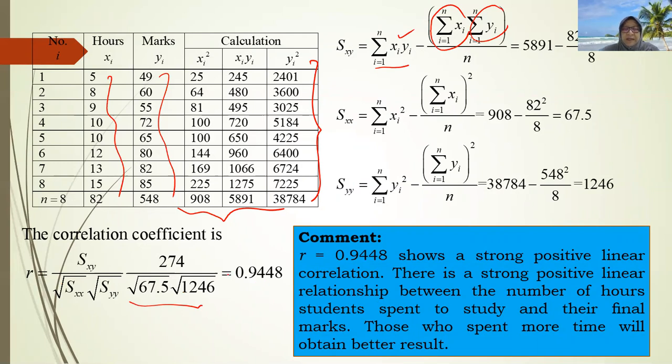How do we interpret? From the table just now, this value is more than 0.7. So it shows a strong positive linear correlation between x and y. In other words, there is a strong positive linear correlation between the number of hours students spend to study and their final marks. So we can say that those who spend more time will obtain better results.